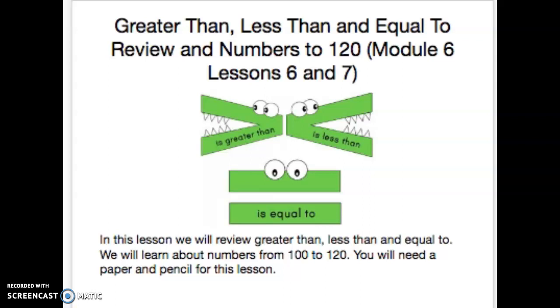Greater than, less than, and equal to review, and numbers to 120, lessons 6 and 7 from Module 6. In this lesson, we will review greater than, less than, and equal to. We will learn about numbers from 100 to 120. You will need a paper and pencil for this lesson. Remember the alligator's mouth? This is what we're working with today.